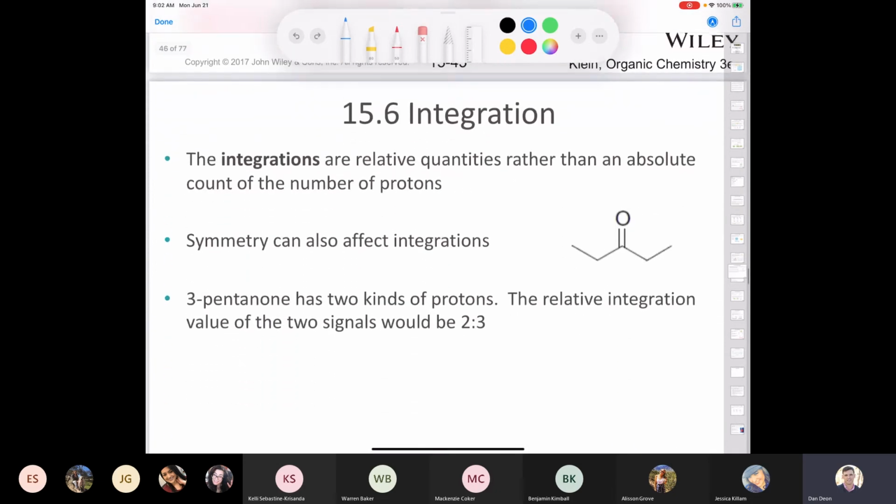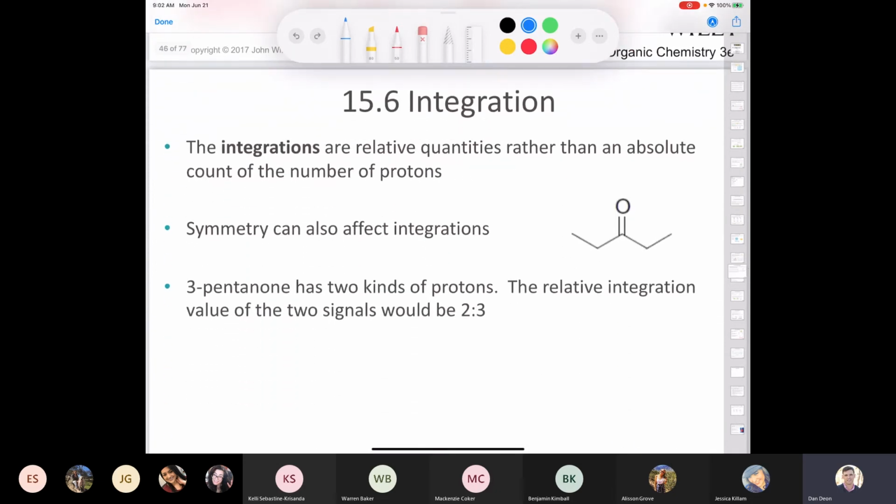There you go. Anyhow, what I was saying is the integrations are just relative. Okay, that's a very important word. Relative quantities rather than an absolute count of protons. Because let's say you had this molecule here, right? You've got an axis of rotational symmetry. So you know that these 4 protons that I have in red are all chemically equivalent. And these 6 protons that I'm highlighting in blue are all chemically equivalent.